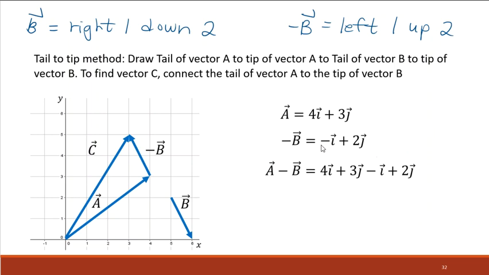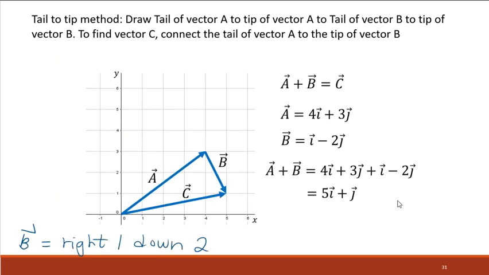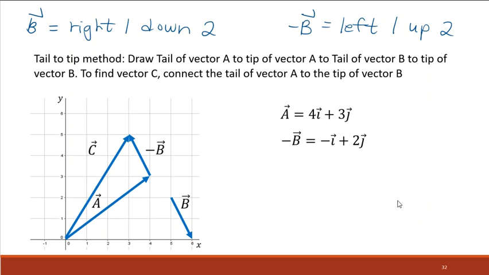Okay, so algebraically, instead of i minus 2, I'm going to get minus i plus 2. So the signs change. So I'm left 1 and up 2. Okay, so vector B is i minus 2j, negative B is negative i plus 2j. The signs change.